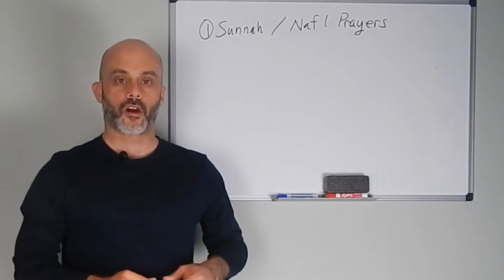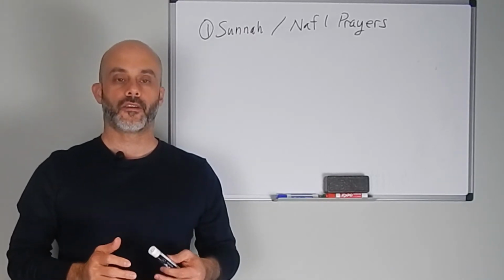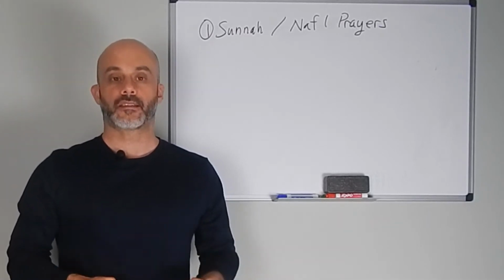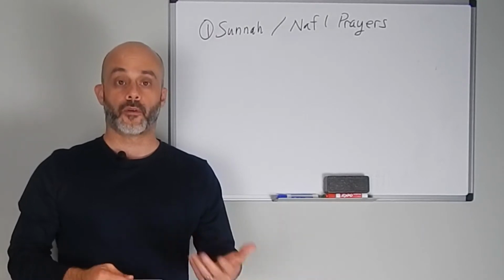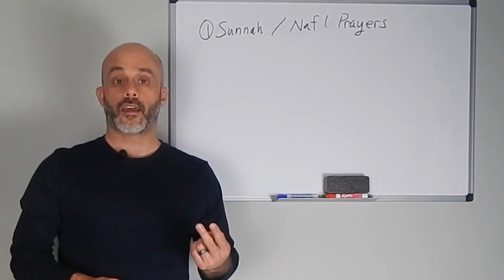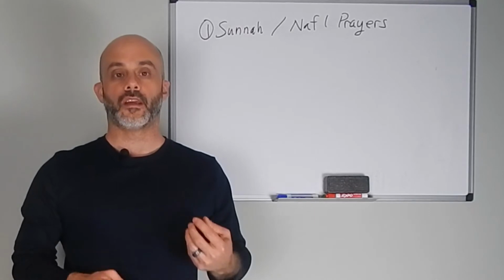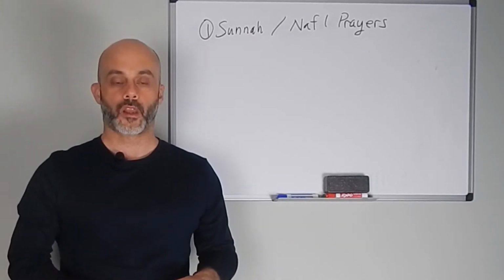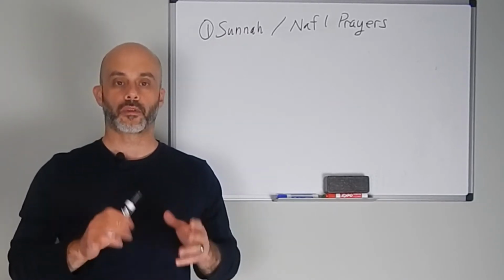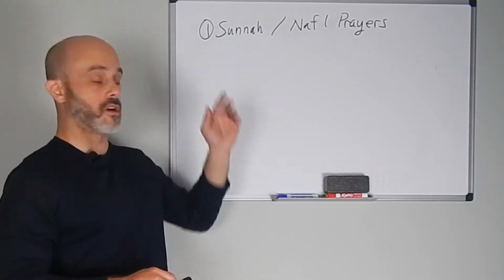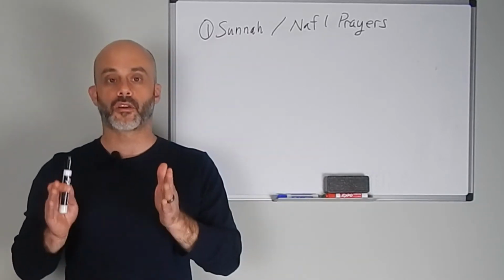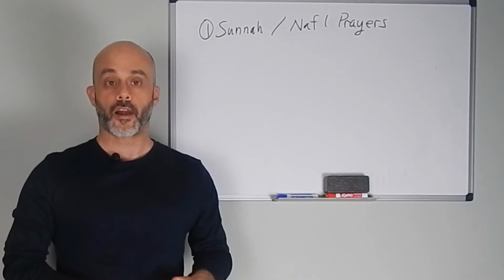So sunnah prayers are those prayers that are offered either before or after one of the 5 obligatory prayers. As an example, for the Fajr prayer, the morning, the dawn prayer, there are 2 rakat sunnah that you would pray as extra credit before the obligatory morning prayer. The obligatory Fajr prayer requires 2 rakat, 2 cycles to complete. But if you want to do the sunnah, the extra credit, you would do 2 rakat before the actual official obligatory prayer.